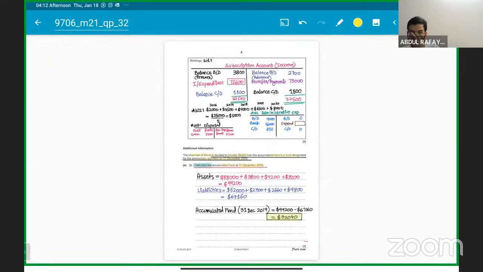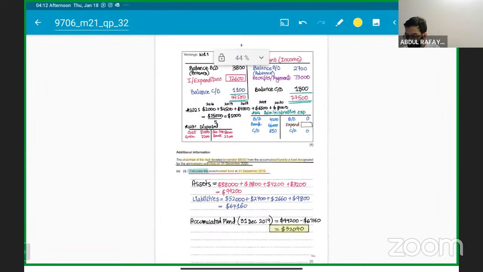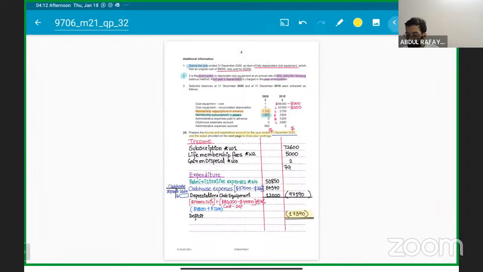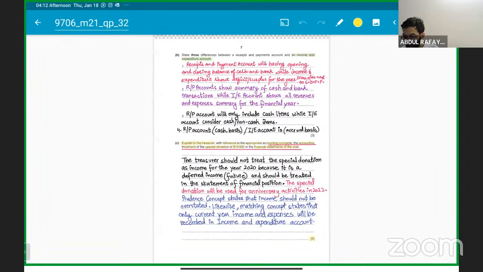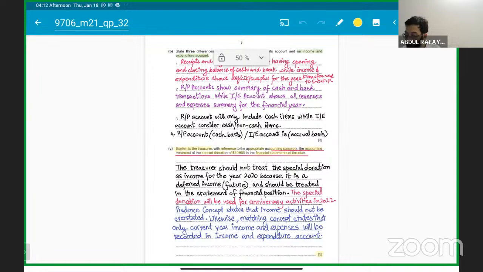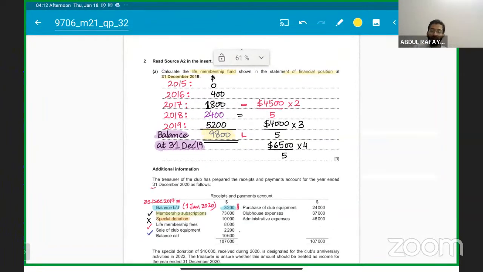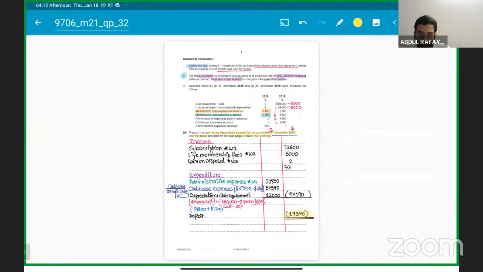This is question finishes for 25 marks. How do you make subscription account? Follow carefully. How do you do this income and expenditure account? Understand theory, very important theory. Okay, students, make sure revise, understand, read it this, and then we have this one as well. What about the life membership fund? Okay, everyone got it? This was February March 2021, paper 3 variant 2, and we'll continue from here.